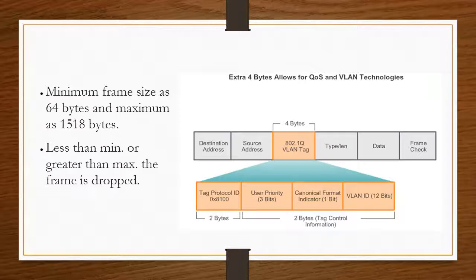Both standards define the minimum frame size as 64 bytes and the maximum as 1518 bytes. The preamble and start frame delimiter fields are not included when describing the size of a frame. Any frame less than 64 bytes in length is considered a collision fragment. If a transmitted frame is less than the minimum or greater than the maximum, the receiving device drops the frame, and those frames are considered invalid.